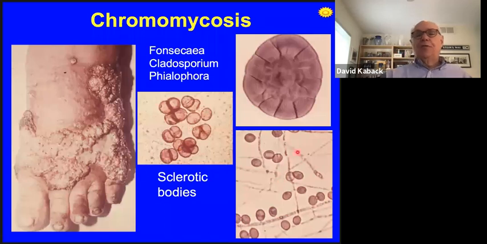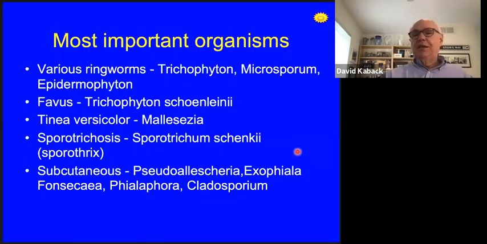Okay, so before we take a break, the most important organisms that I want to tell you about, that you should make sure you know, are shown here. They're listed here for the various ringworms, for favus, Tinea versicolor, for sporotrichosis, as well as these other subcutaneous infections shown here. Just make sure you remember those names.